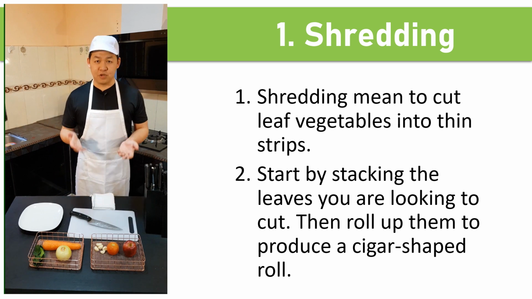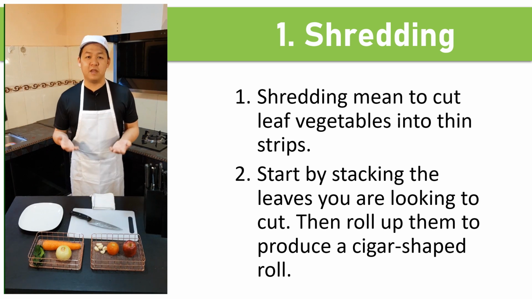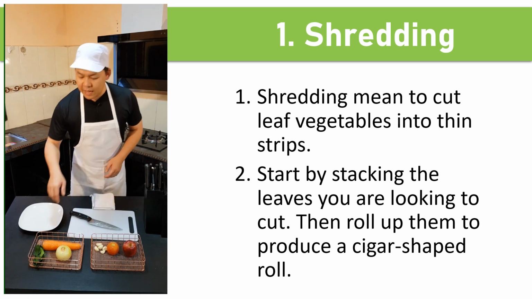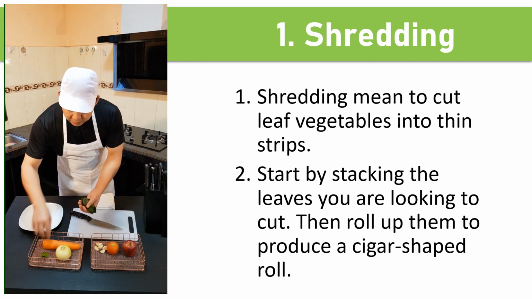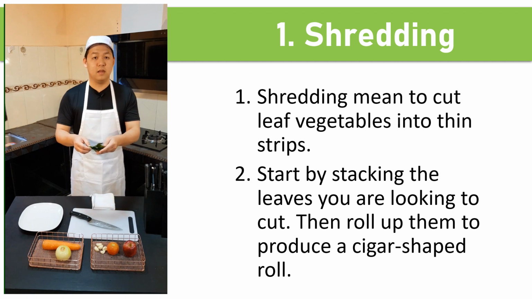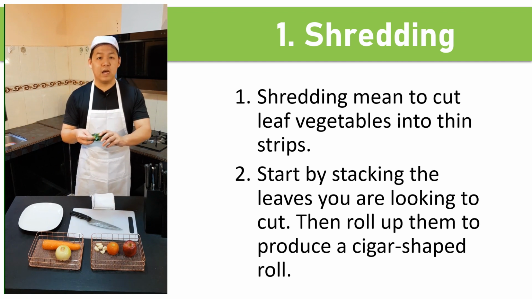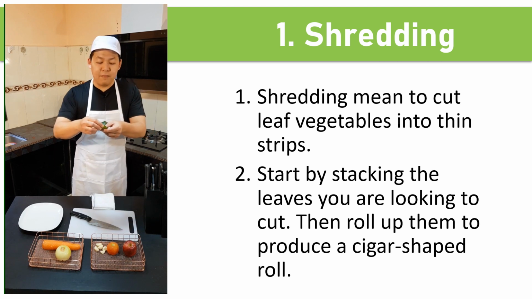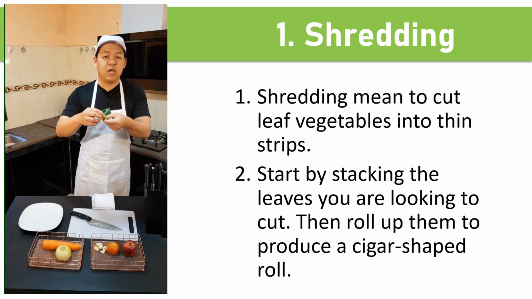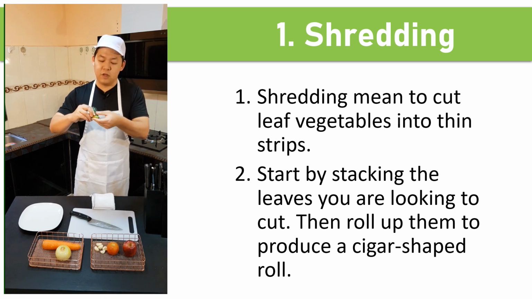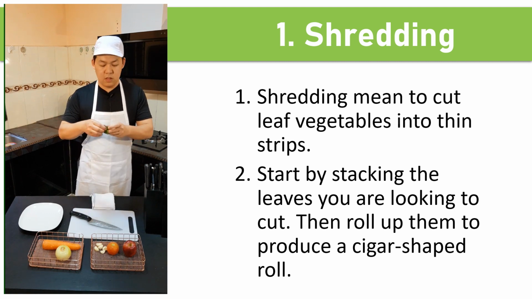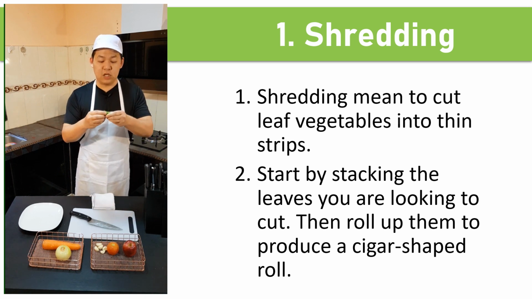The first cutting technique is shredding. Shredding means to cut leaf vegetables into thin strips. For this purpose, I'm going to use 10 pieces of kaffir lime leaf. First of all, you have to stack the leaves on top of each other neatly. Okay, like this. After that, you roll them up to produce a cigar-shaped roll like this.